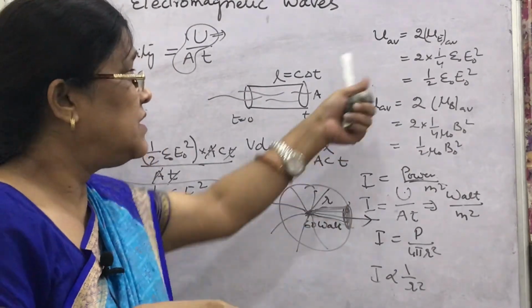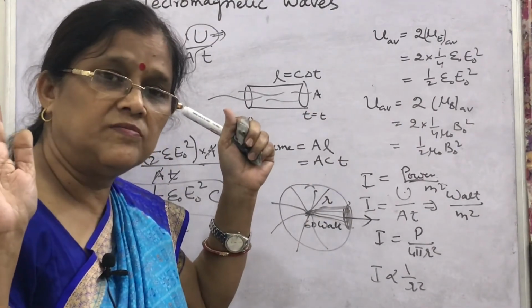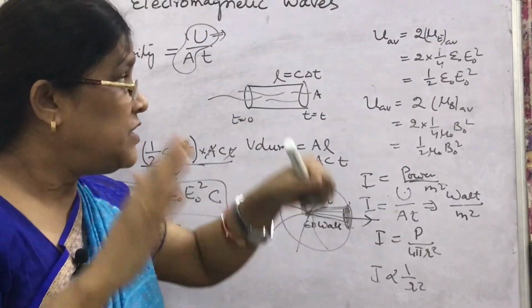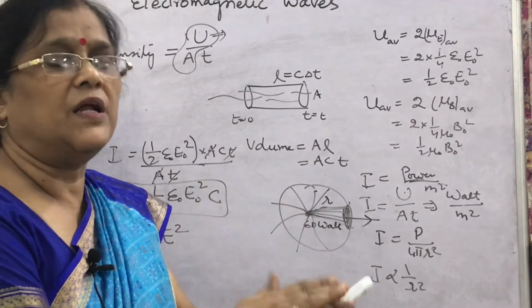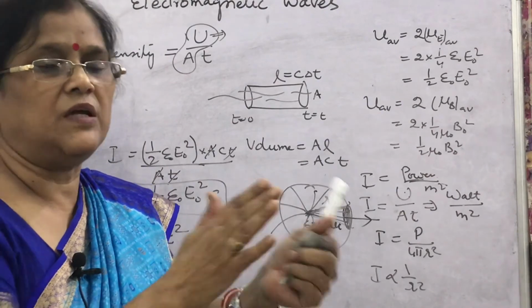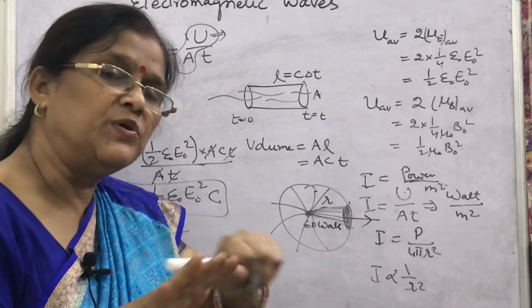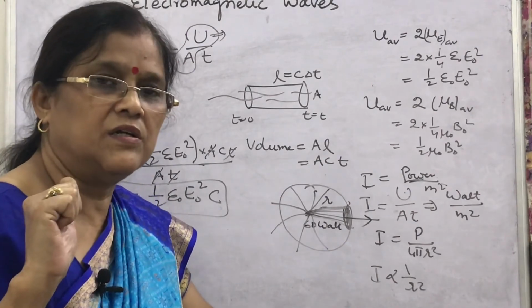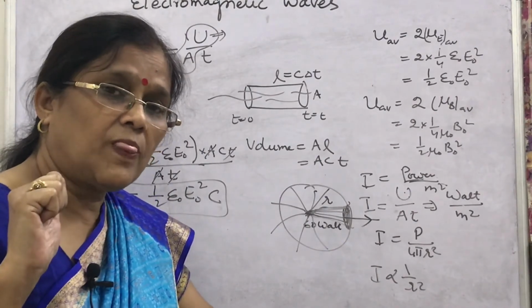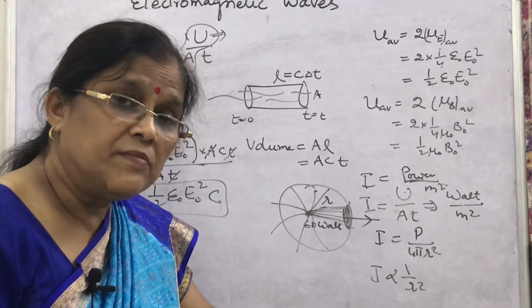What is energy density? We have seen. Energy is equally divided into electrical portion and magnetic portion. That is, the electrical energy of EM waves and the magnetic energy of EM waves are both equally shared. Now, do they carry momentum?